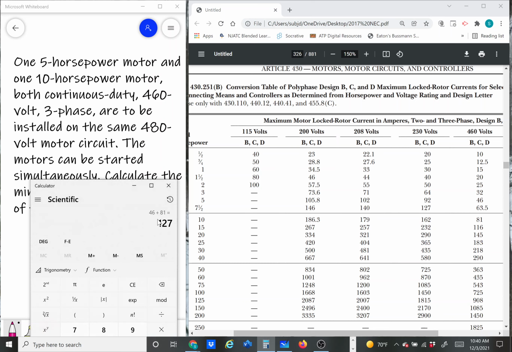Now what I have to do is find a value that's bigger than 127 amps in my 480 volt column. So I'm going to come down here, and the number that's over 127 is right here, 145, and that is a 20 horsepower switch.